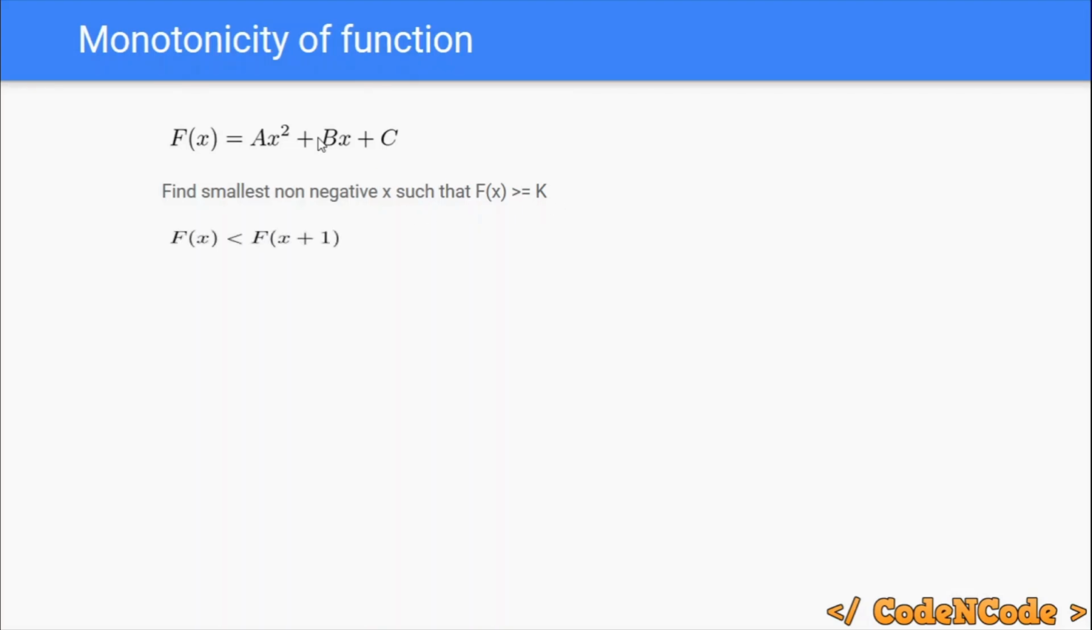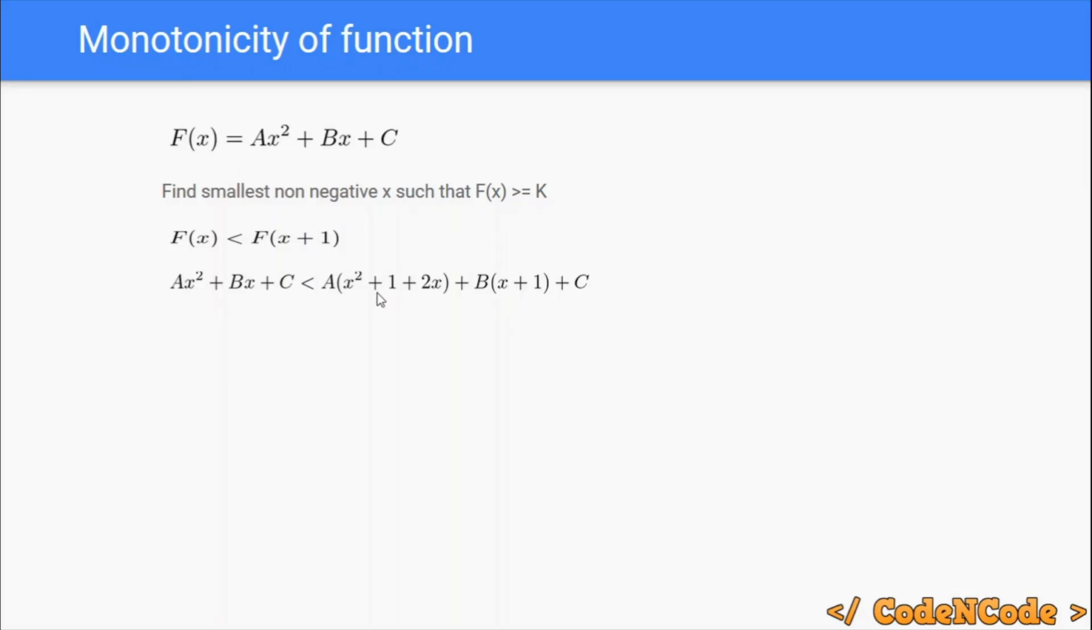To prove that this is an increasing function, fx should be smaller than fx plus 1, right? The next element must be greater than the previous element. This is the definition of a strictly increasing function. So you can put in x and x plus 1 and evaluate it. If you put x, of course the left hand side would be ax square plus bx plus c.